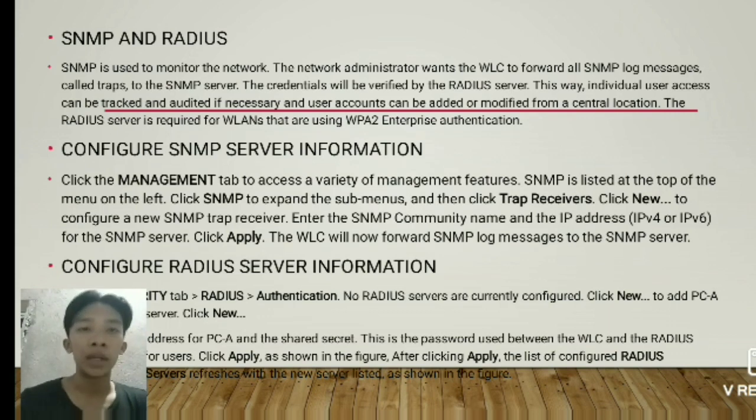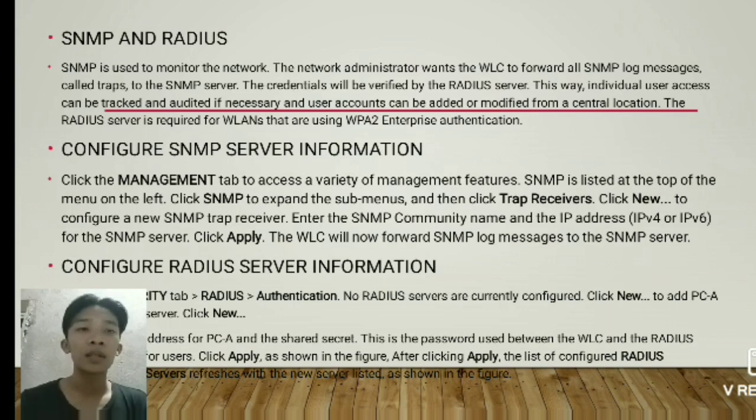SNMP and RADIUS. SNMP is used to monitor the network. The network administrator wants the WLC to forward the SNMP log messages, called traps, to the SNMP server. The credentials will be verified by the RADIUS server. This way, individual user access can be tracked and audited. If necessary, user accounts can be added or modified from a central location. The RADIUS server is required for WLANs that are using WPA Enterprise authentication.